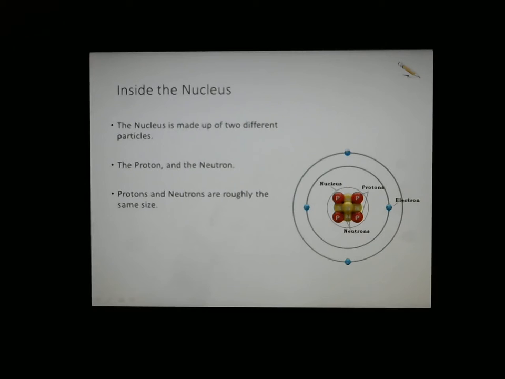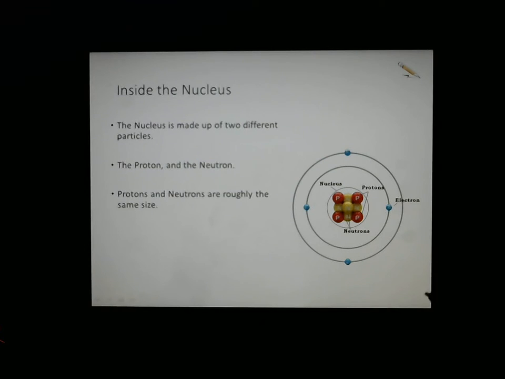What's inside the nucleus? The nucleus has two things hanging out in it. One is called the proton, and the other is called the neutron. They're about the same size. The neutron is just a little bit bigger. It's like if you had an identical twin and then that identical twin ate all the cupcakes, they'd be just a little bit bigger than you. Okay? So they hang out in the middle.